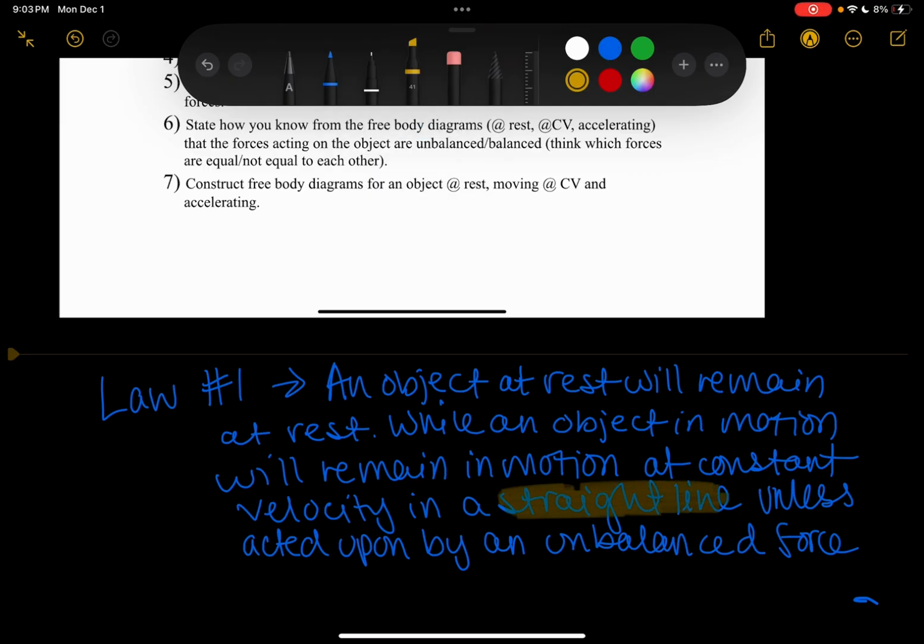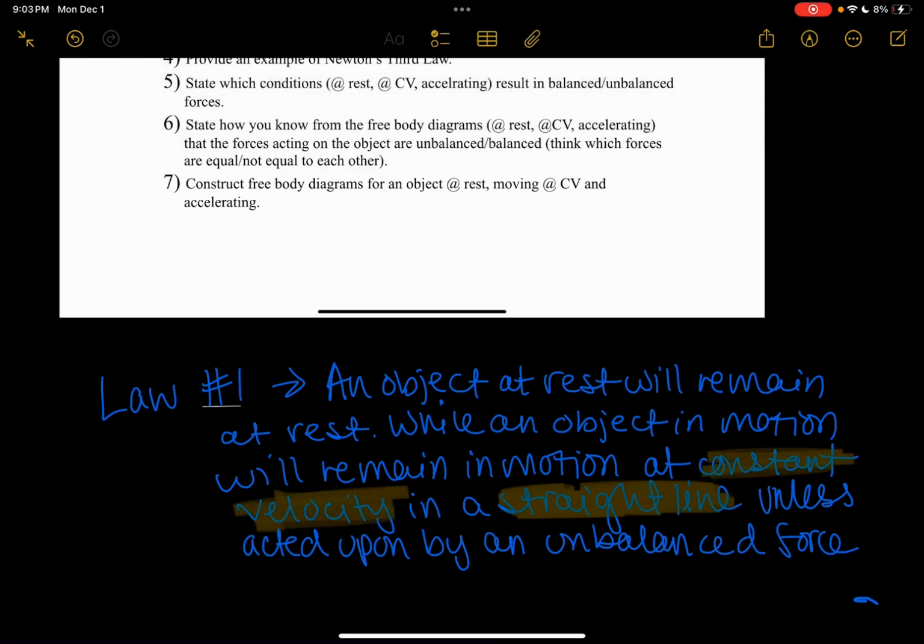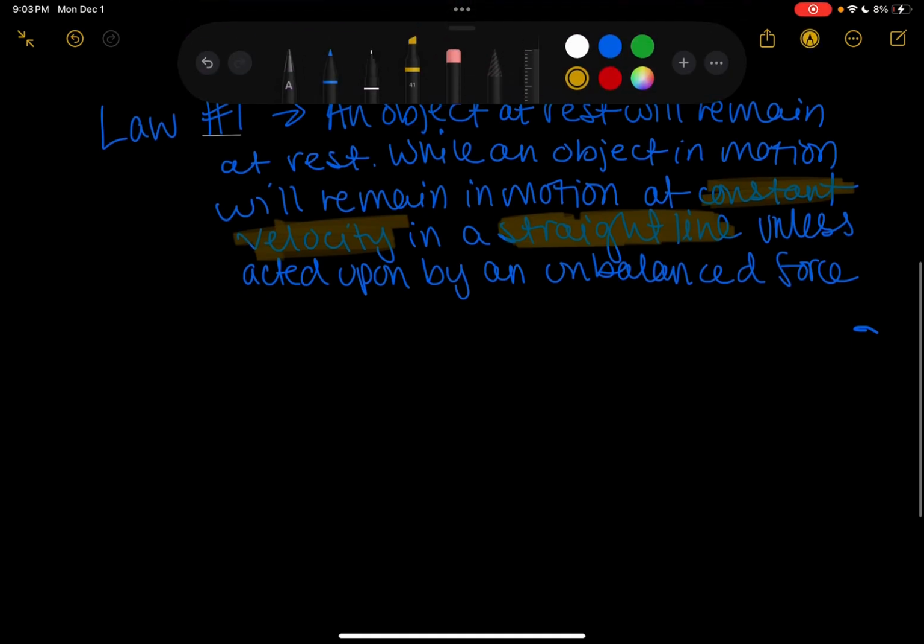Okay, so you need the straight line and you need it at a constant velocity in your definition, okay? Law number two kind of goes right into this a little bit.